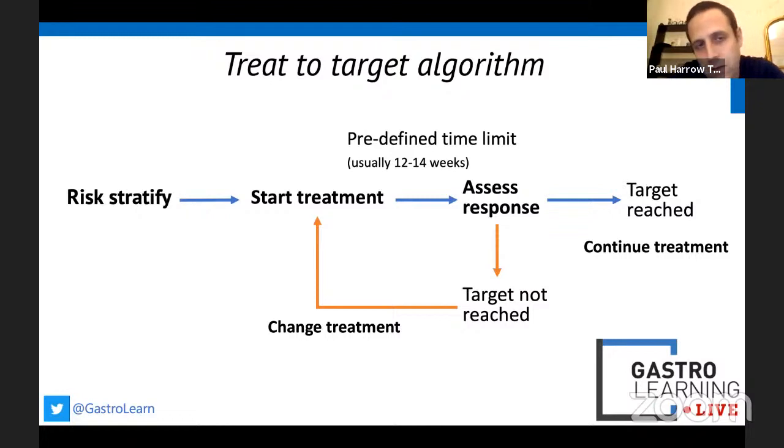But I think that the work there is not finished, and there's lots of different scoring systems, none of which have really made it into routine clinical practice for that assessment process. There's also lots of trials looking at genetic markers or other personalized medicine markers. Again, none of those have made it into clinical practice in the UK.